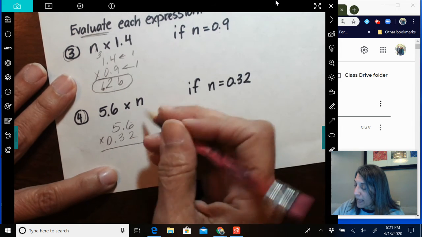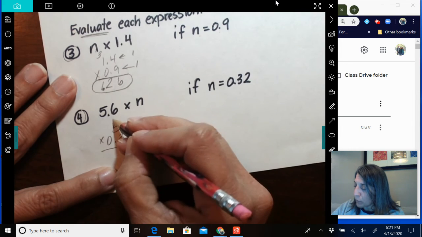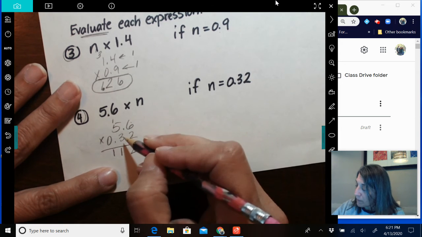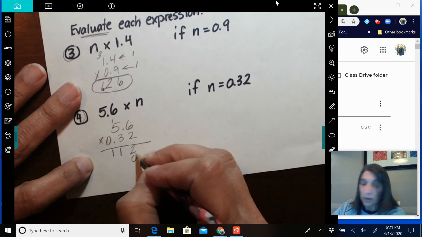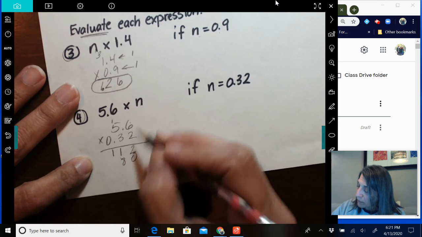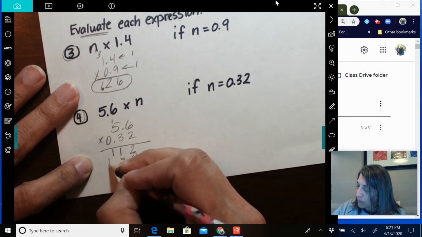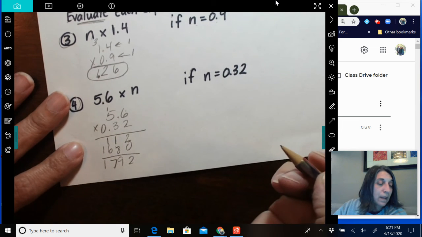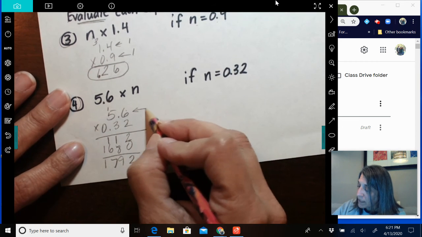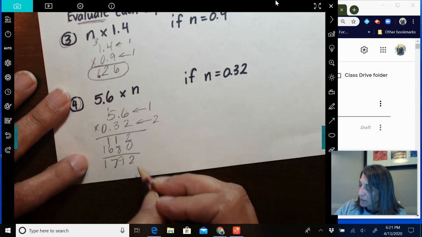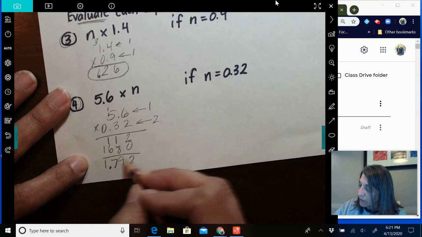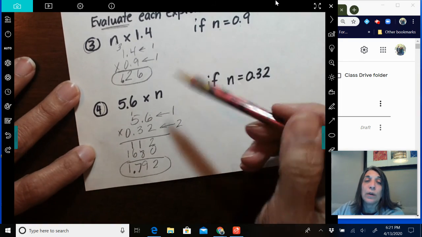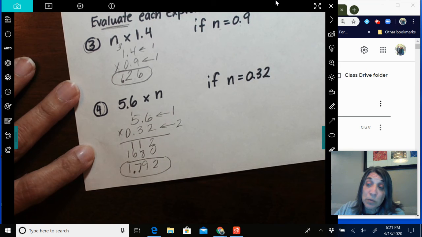Okay, and now I'm going to multiply again. 2 times 6 is 12. Regroup my 1. That's 10, and 1 more is 11. And then I'm going to do 3 times 6. Oh, I got to do my little placeholder here. It's 18. Regroup my 1. It's 15, and 1 more is 16. And then when I add, 2, 9, 7, 1. Again, I have 1 decimal place here. I have 2 decimal places here. 1, 2, 3. Your answer should be 1.792. So if you're off by a decimal, you're still wrong.